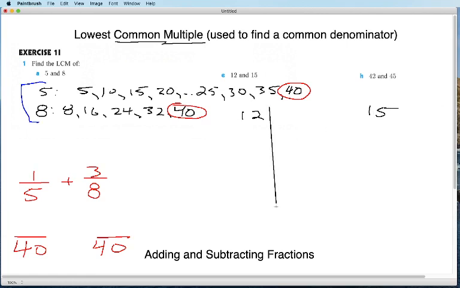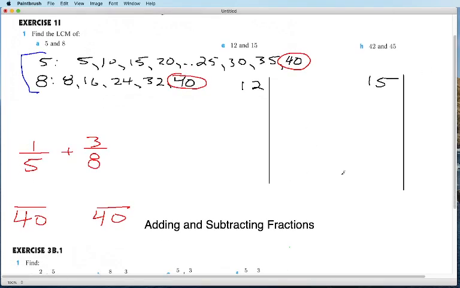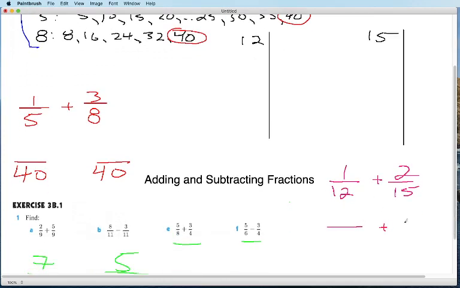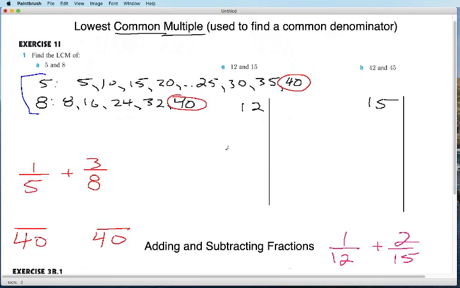So imagine we have 12 and 15 and we draw our division table here. Okay, so just so that we know why we're finding the lowest common multiple, we'll have one fraction, which is 1 over 12 plus 2 over 15. So imagine we were trying to find the sum of these two fractions. In order to do that, we need a common denominator. So normally we would say, okay, what is common between 12 and 15? And once again, we have to go to this method of lowest common multiple.